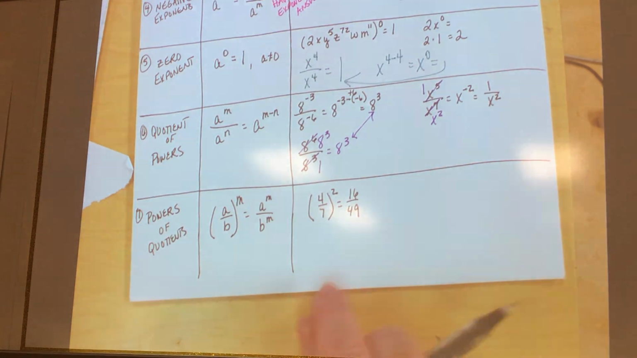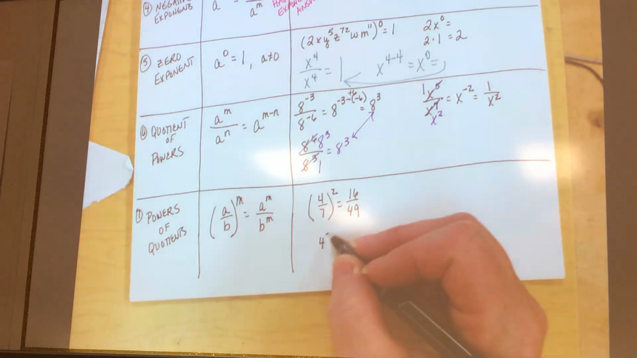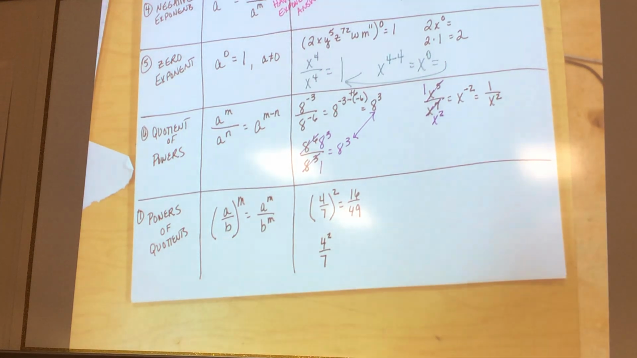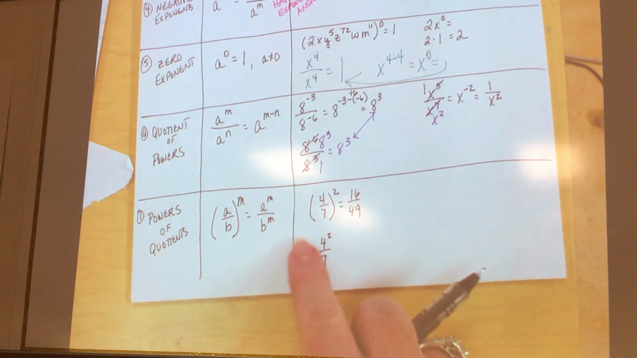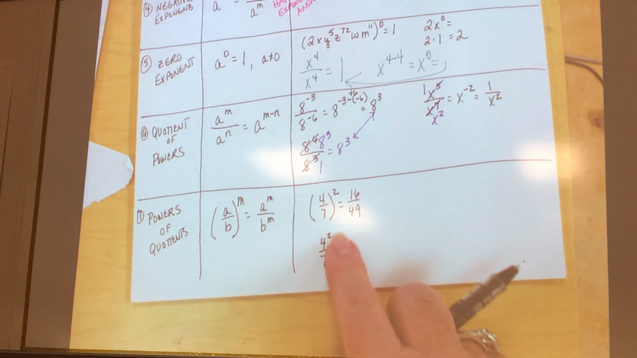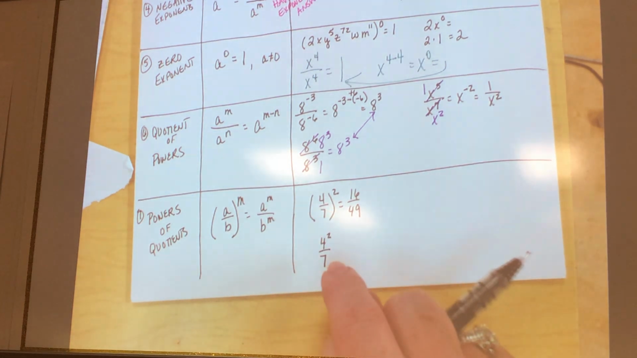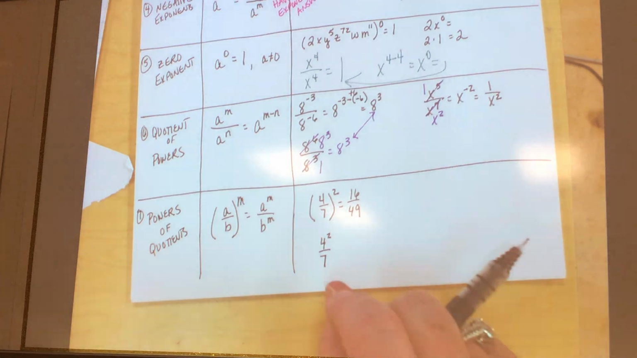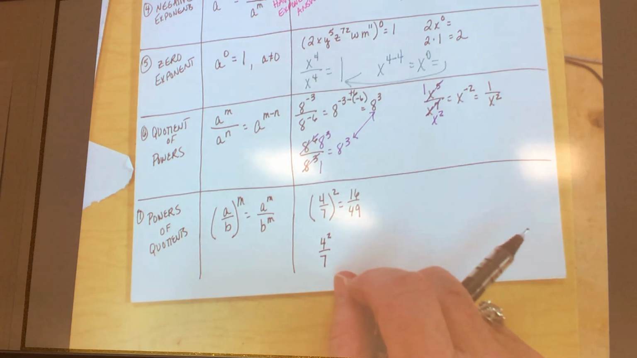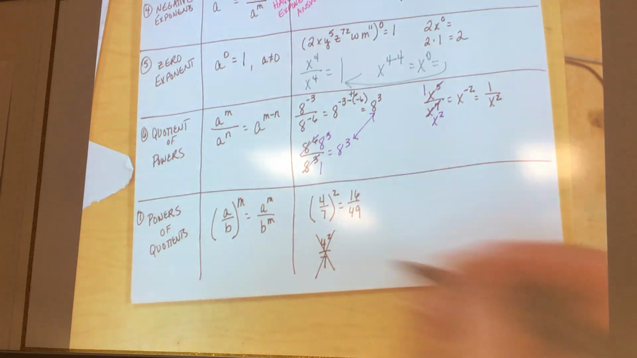Now let me ask you something. Is this right here the same as this right here? Is this 4/7 squared? Now this is not 4/7. If you're squaring a fraction, what do you have to have? Parentheses. Okay? If you're raising a negative to a power, what do you have to have? Parentheses. So these are not the same things. You can't do it like that.